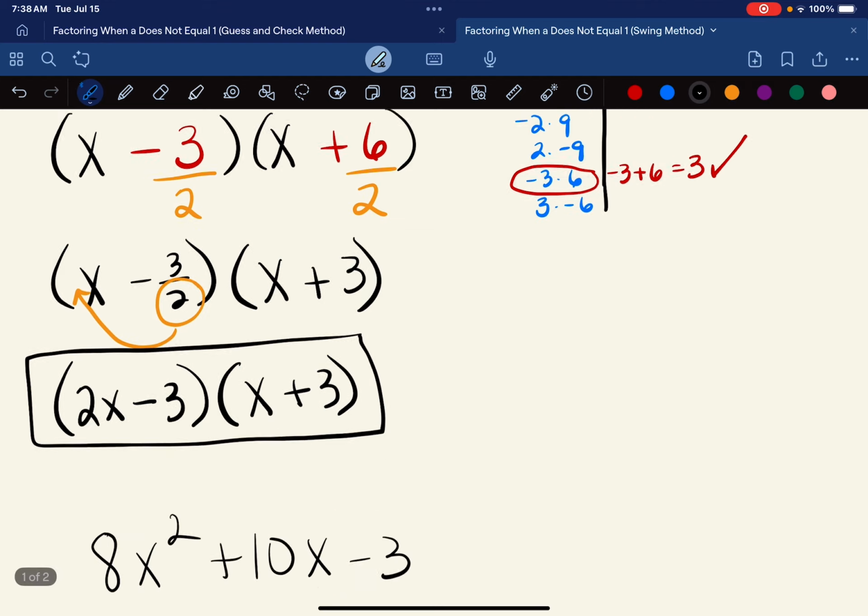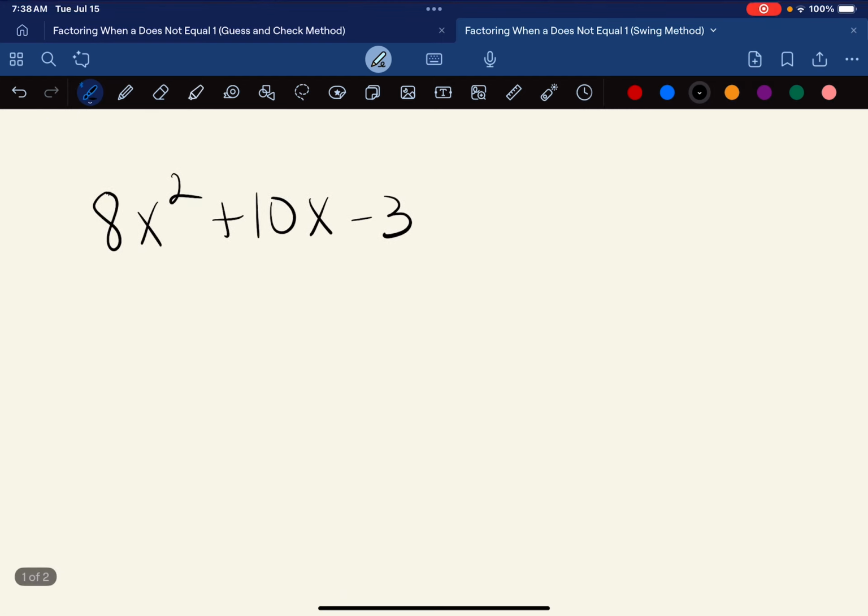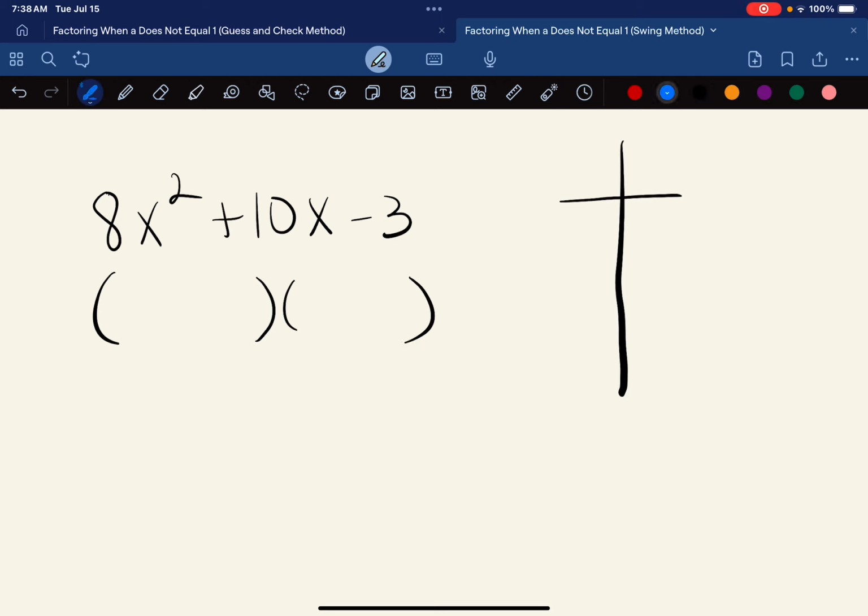All right, let's try another one. 8x squared plus 10x minus 3. Of course, we always check for a GCF first, and I notice that I have no greatest common factor in this problem again. So I am going to set up my binomial parentheses here. Make sure you leave enough room for 2 terms in each of them, 1, 2. And then we are going to create our t-chart. Remember, on the left side, it's a times c, so 8 times negative 3, which gives us negative 24. And then our b term, which gives us a positive 10. What adds to make b? And we want it to be a 10.